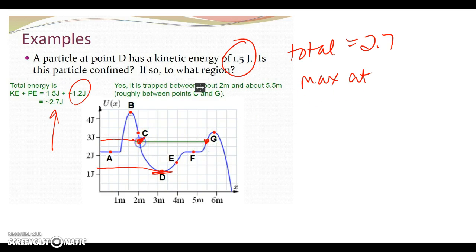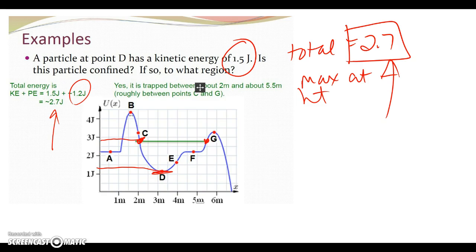If it's as high as it's going to get, they're just looking at the total and they're saying at these points, at its max height, it's got to be totally 2.7. Okay, now that's all I got on this.